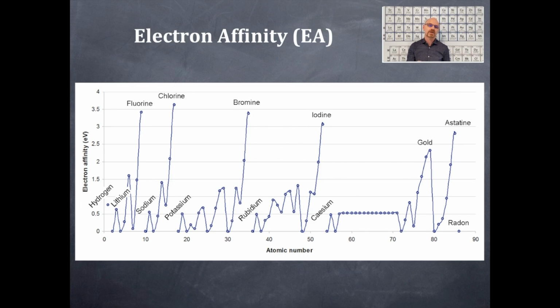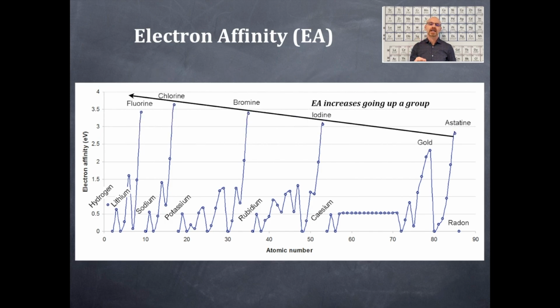So take a look at this graph. On the y-axis you have electron affinity in electron volts, okay, and then the atomic number along the x-axis, and I'm going to highlight this. The electron affinity increases as you go up a group, and it also increases across a period from the left to the right. Okay, that would be for every period and every group.